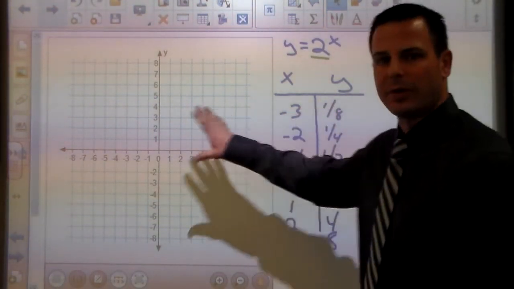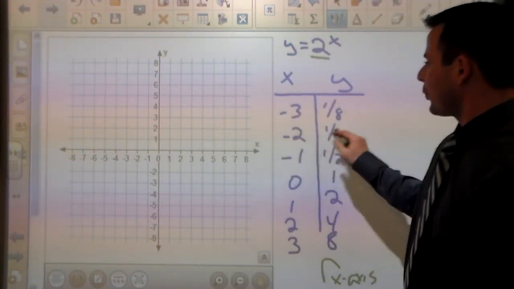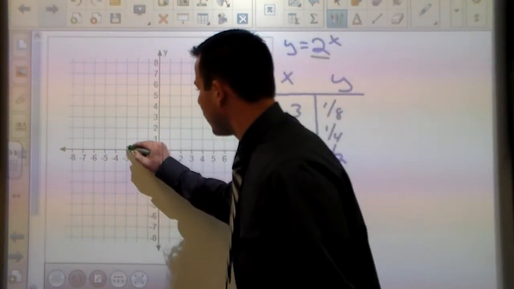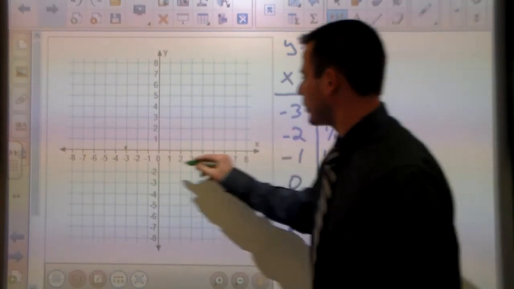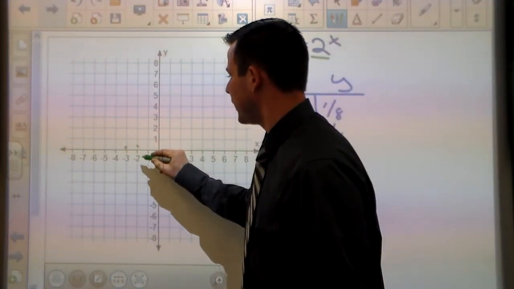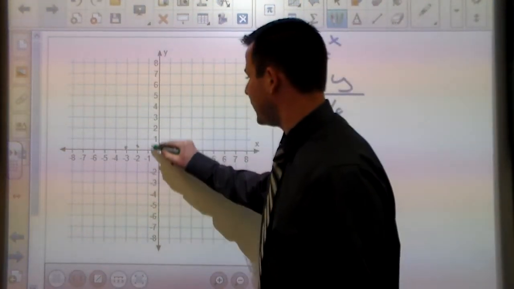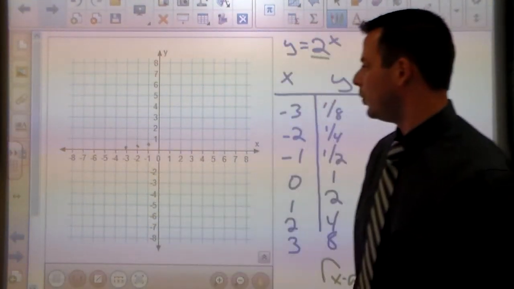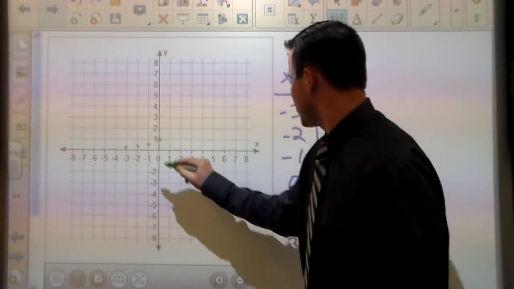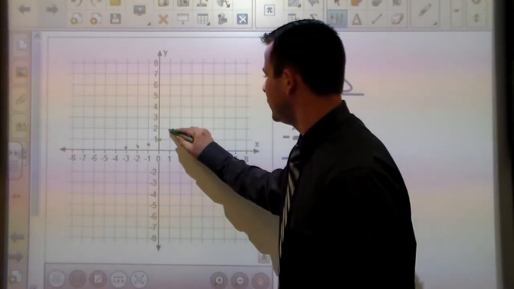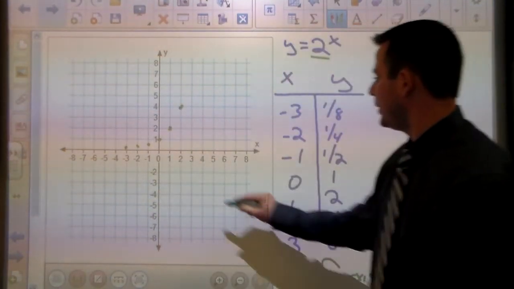Now, these fractions, when you graph an exponential, it's going to be an approximation. So -3 is our x value, 1/8 is our y value, so we're just going to make it a little above the x-axis. -2, 1/4. Up a little bit more, actually up twice as much, base is 2. 1/2 is between 0 and 1, so that's pretty easy to approximate. Now we're working with integers. When x is 0, y is 1. When x is 1, y is 2. When x is 2, y is 4. And when x is 3, y is 8.